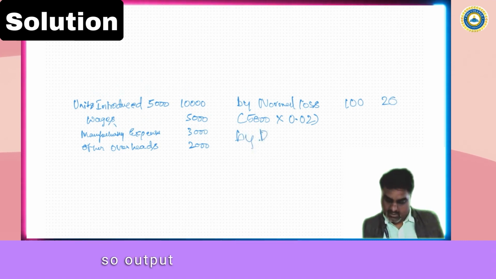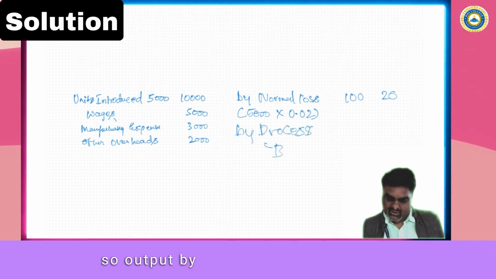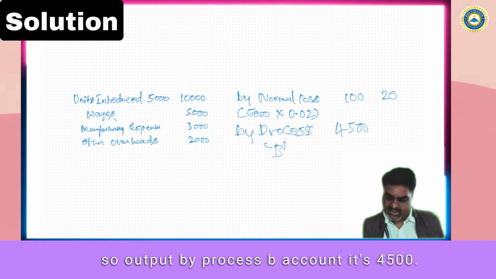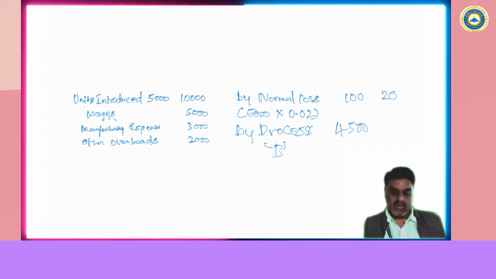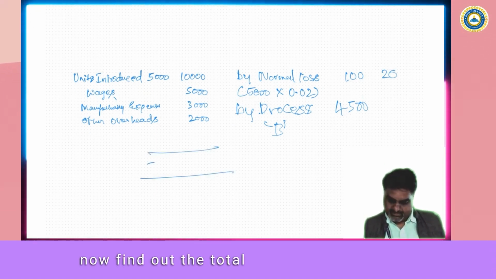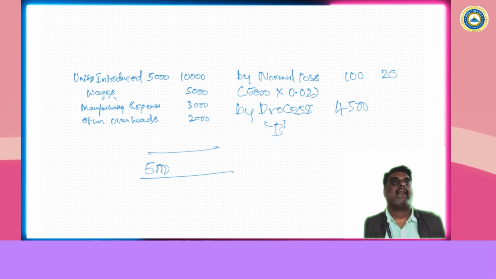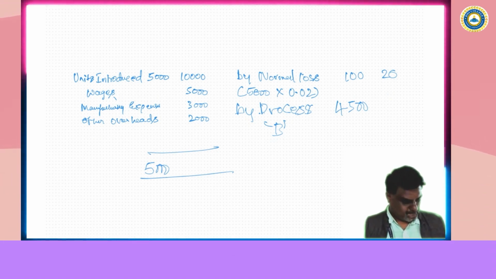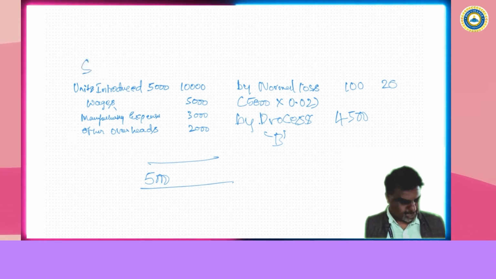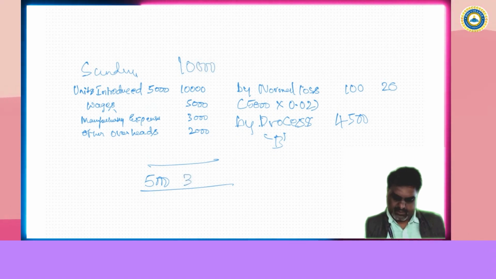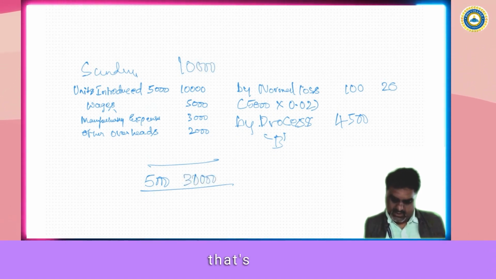So output by process B account, it's 4,500. So now find out the total. 5,000. Get how much? 30,000. Sundry materials. That's 30,000.